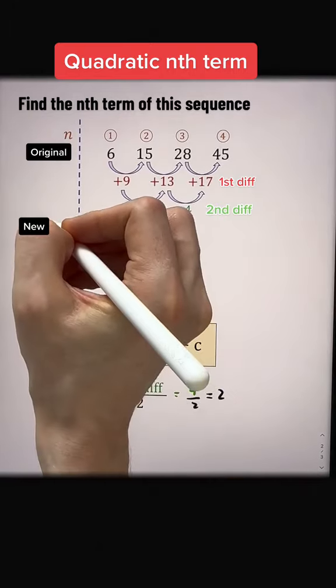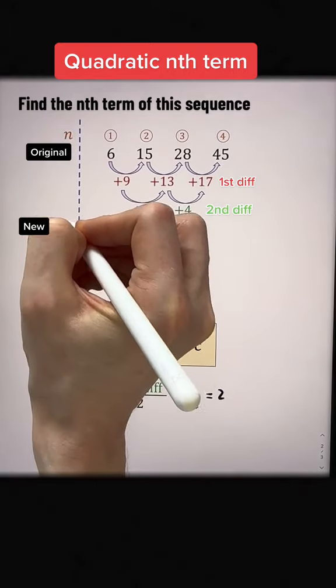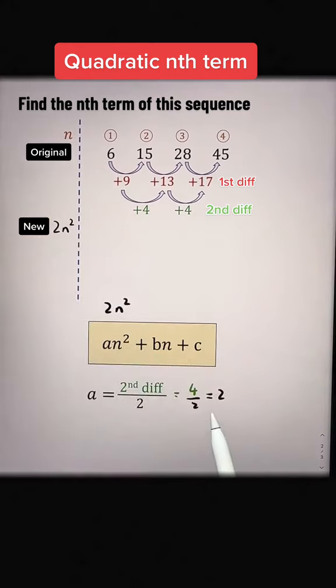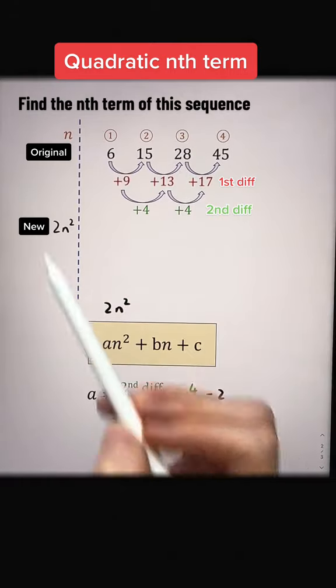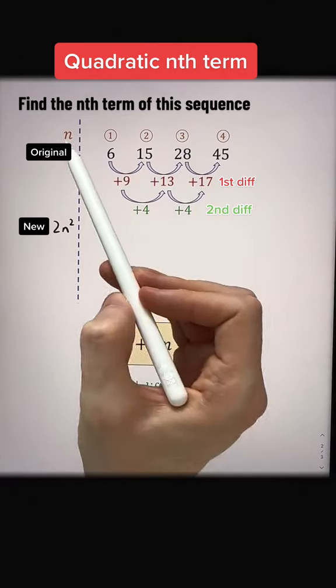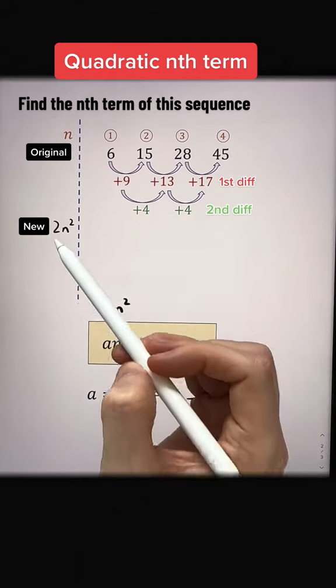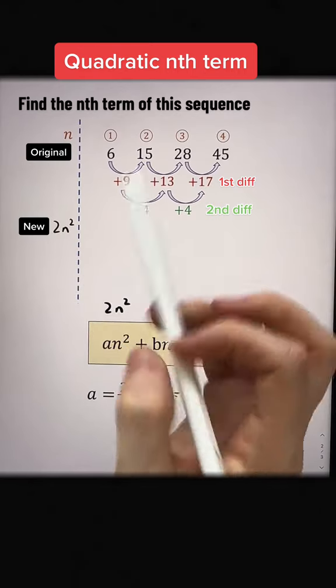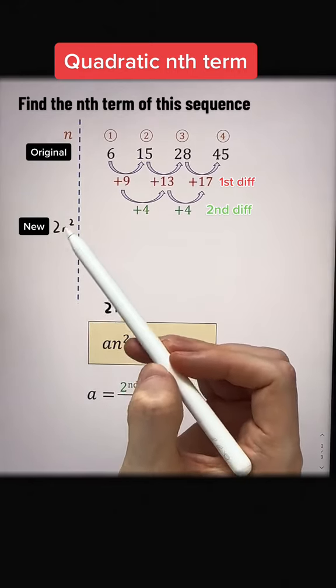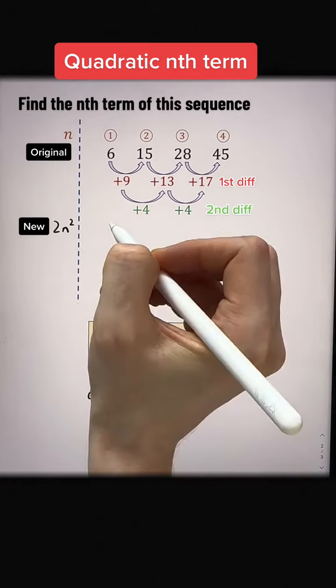As I know my quadratic nth term is going to start with 2n squared, in the margin I'm going to write 2n squared. I'm going to substitute my values of n of 1, 2, 3, 4 separately into 2n squared. When n is 1, my first term, with 2n squared, I only square the value of n and then multiply by the 2 in front. So if n is 1, n squared is going to become 1 squared, and 1 squared is 1, and 1 times 2 will give us 2.